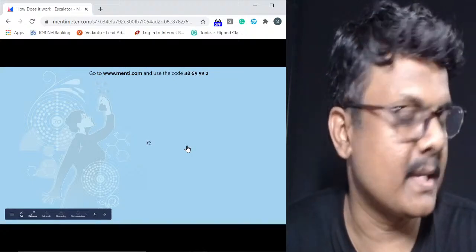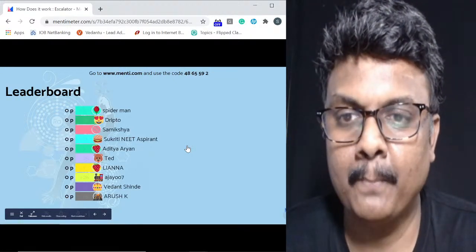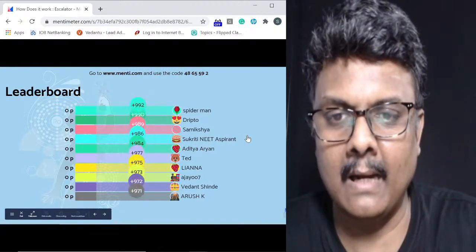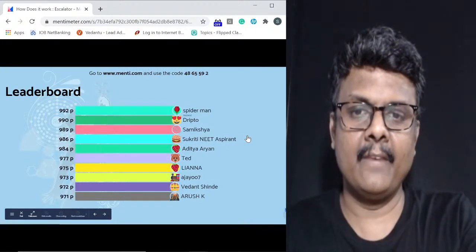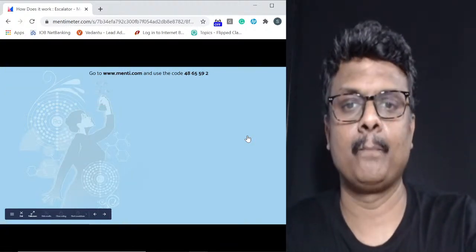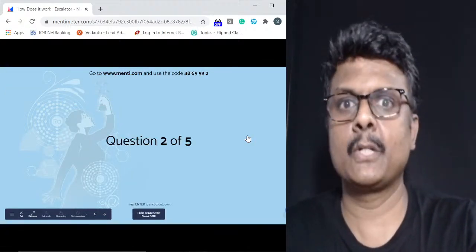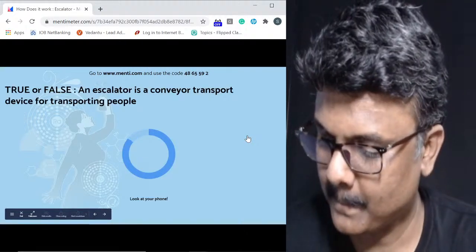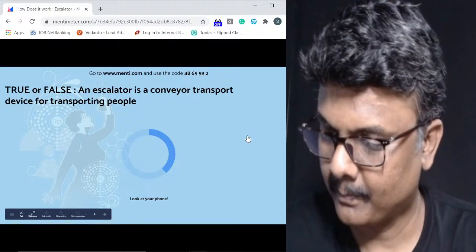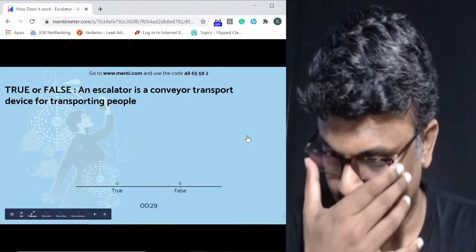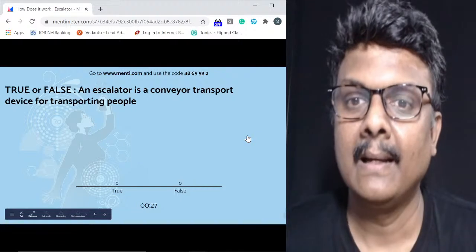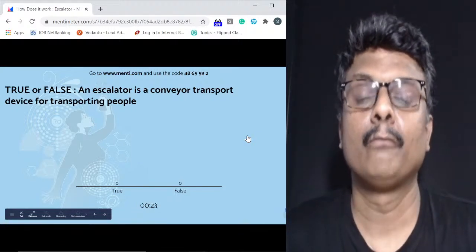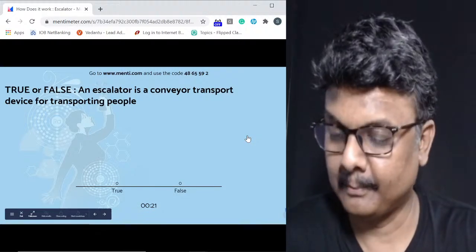Okay, after the first question, Spider-Man, Dripto, Samiksha, Sukriti and Aditya, Ted, Liana, Ajay, Vedant and Arush, 6, 7, 8, 9, 10. So now question number 2. Only 3 more to go. Be ready. True or false? Escalator is a conveyor transport for transporting people. True or false?